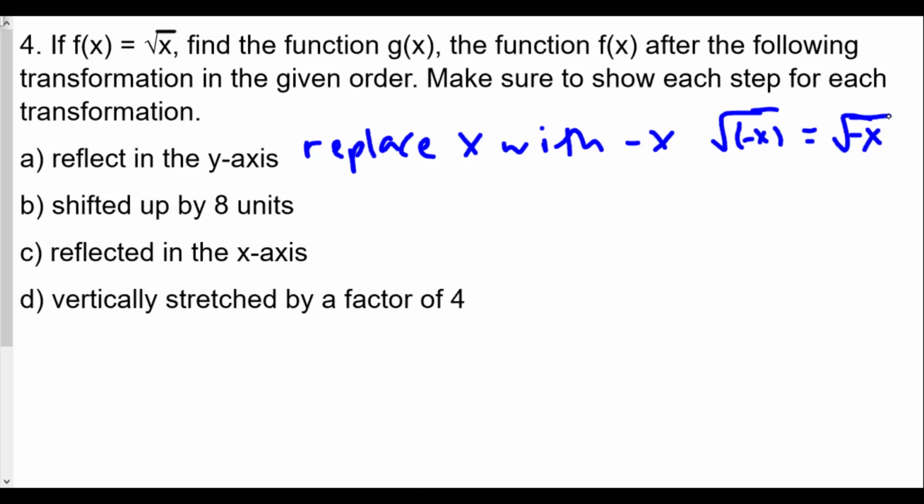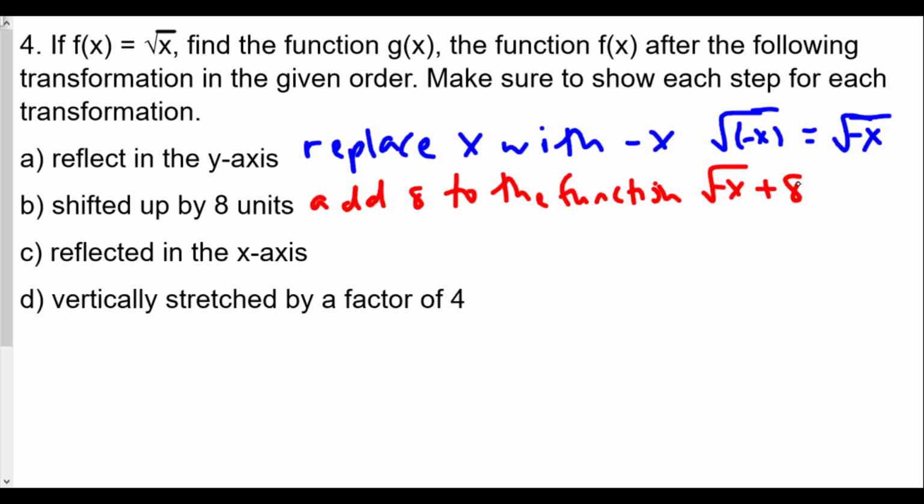The second transformation says shift up by 8 units. And this means add 8 to the function. So in this case we have the square root of negative x plus 8. This is different from adding 8 underneath the radical, because that would be a horizontal shift. Here, we're shifting up by 8, adding 8 to the square root.